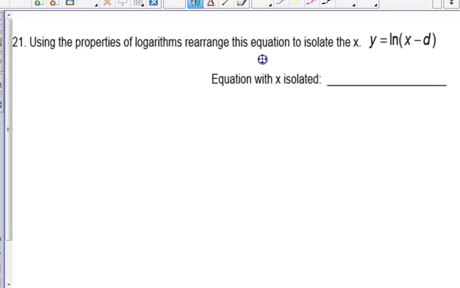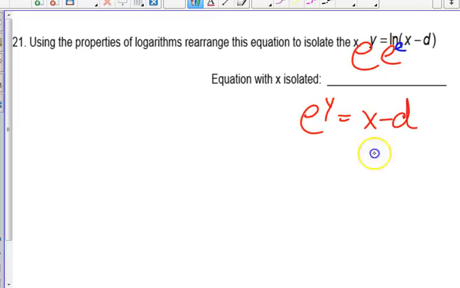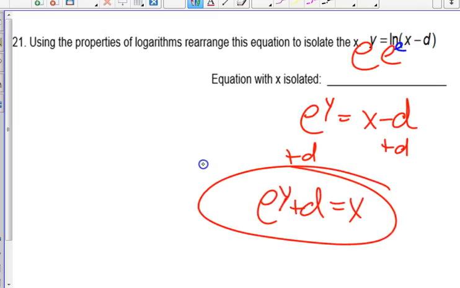All right, number 21. ln is base e. So basically all we need to do is exponentiate both sides, and we'll have e to the y equals e to the ln, and e and ln of e go away, cancel each other out, whatever you want to say. And then we're trying to get x by itself. So we have e to the y plus d equals x.